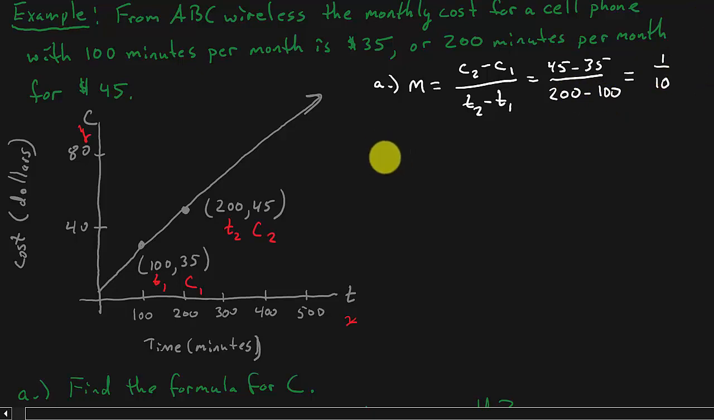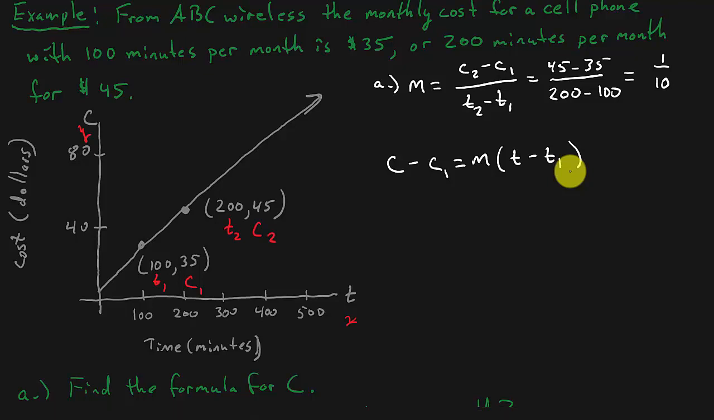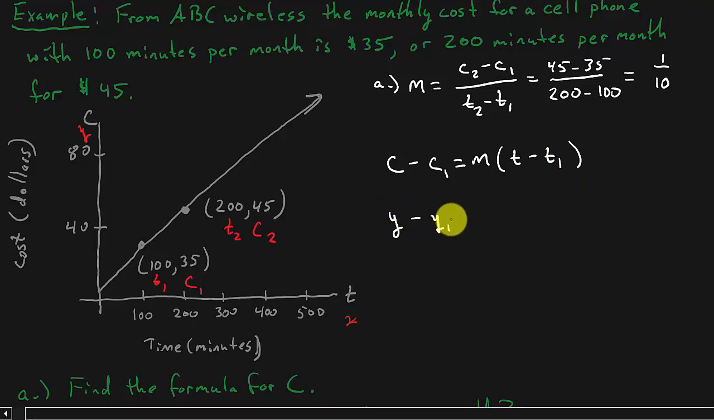So now let's find the equation of the line. So now let's write down the point-slope form. Okay, so that's going to be what? C, right? C minus C1 equals M times T minus T1. See that? Remember, C is like your Y and T is like your X. Y minus Y1 equals M times X minus X1. That's all it is. So remember, we can use either point we want to plug in for T1 and C1.